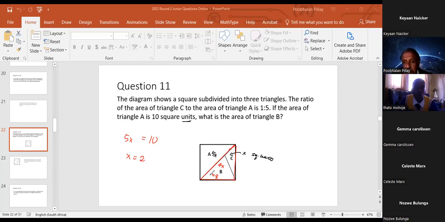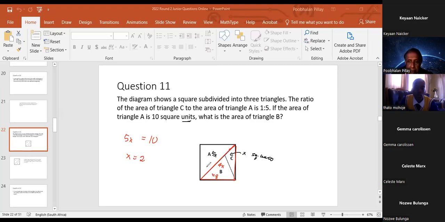So the important thing here is the ratio. We don't know what this area is, so give it a name, and then you can eventually get an equation. The equation is very easy here. Once this is X, that is 5X, and 5X is equal to 10, because you are told that the area of A is 10.